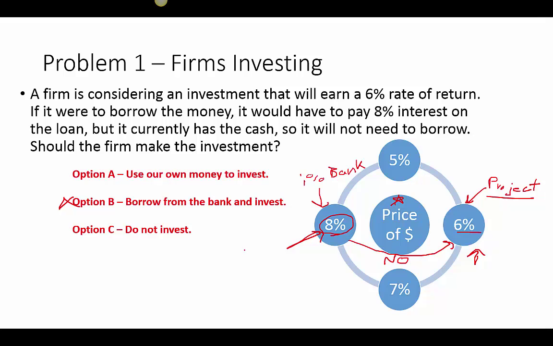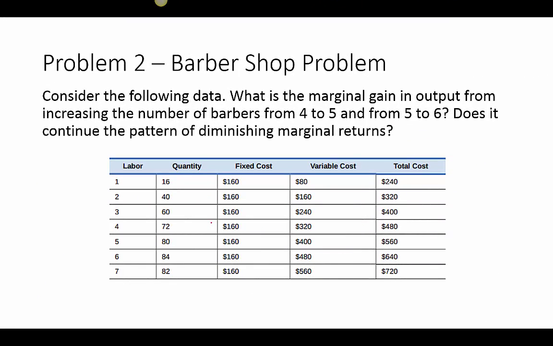So if we consider that the going market rate for the price of money, then should we take our own money? Right here, we have our money, right? Should we take our own money and put it into a 6% investment? And the answer is no, we should not. 6% is below the threshold, the market price, right? Would we take some product that we have and sell it for below market price? No, of course we wouldn't. And our money is the same way. So really, option C is the option that makes the most sense until we can find an 8% investment, that is. All right, problem 2.